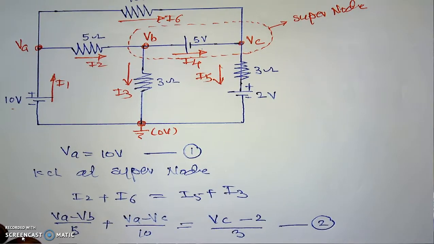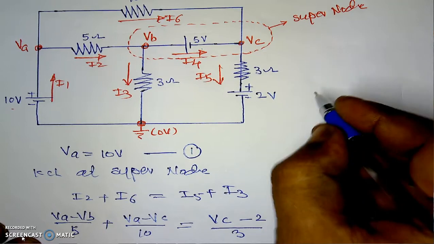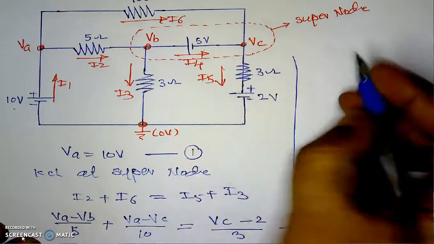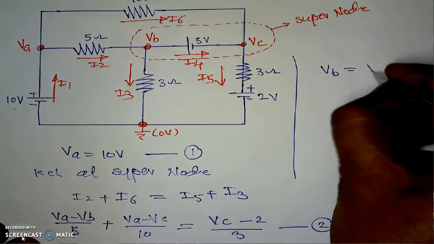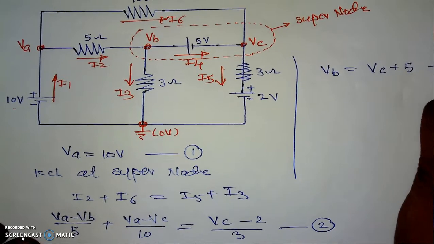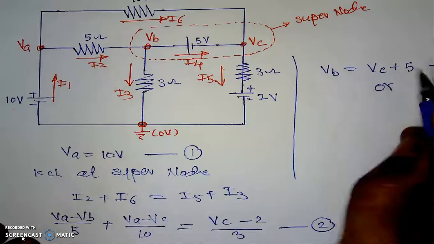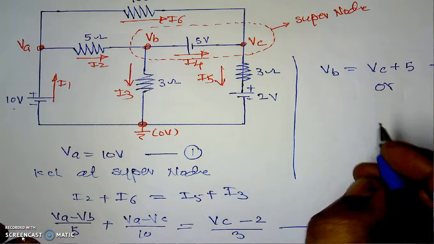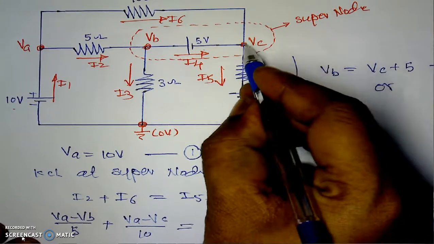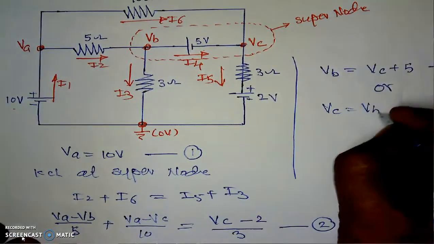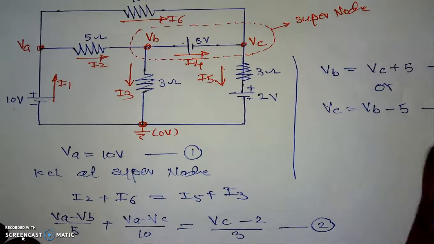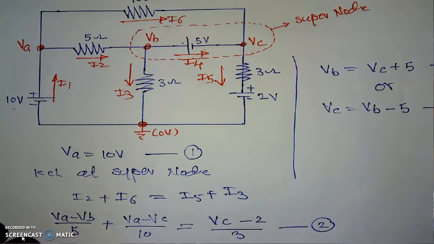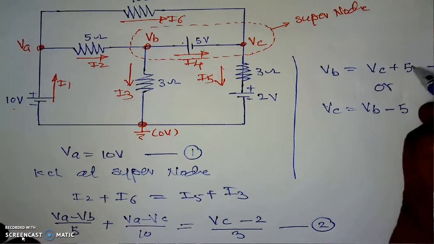Now we have the issue with the equation number 3. We can find out the equation number 3 this way. Look at this portion. We are finding the value of VB, and to calculate that we will travel from VC. Means here it is VC plus 5, and this is the equation number 3. Or we can find the equation for VC in terms of VB. We are traveling from VB, from positive to negative, which is VB minus 5, and this is equation number 4. Both equations are the same, so we can use equation 3 or equation number 4.